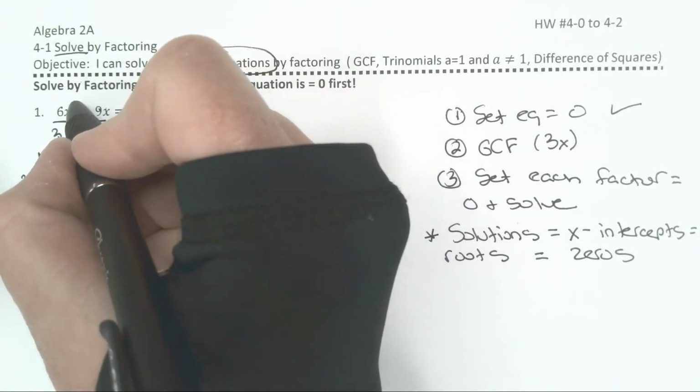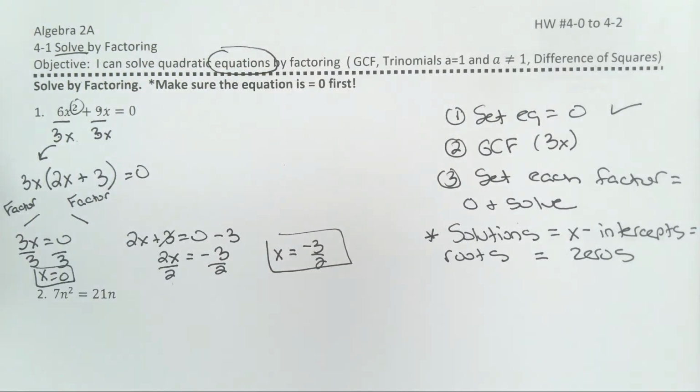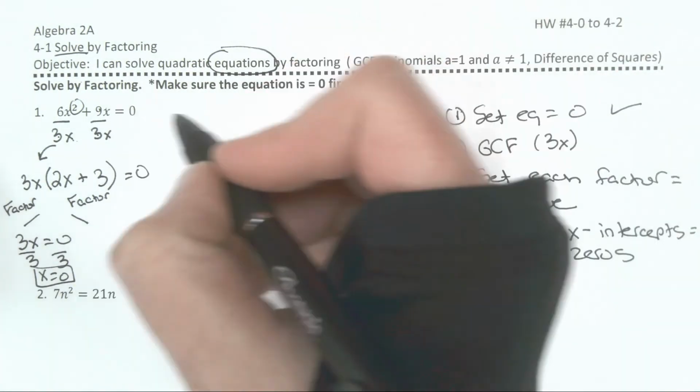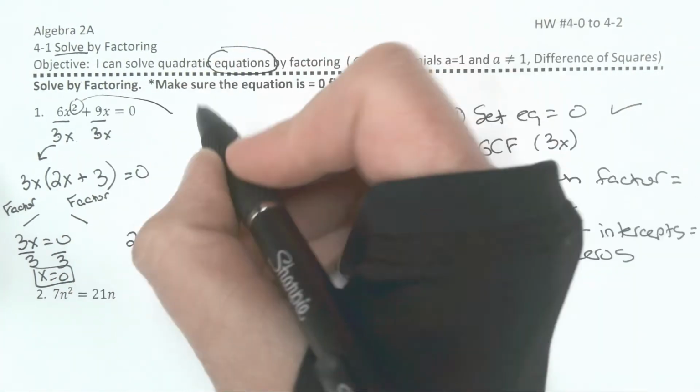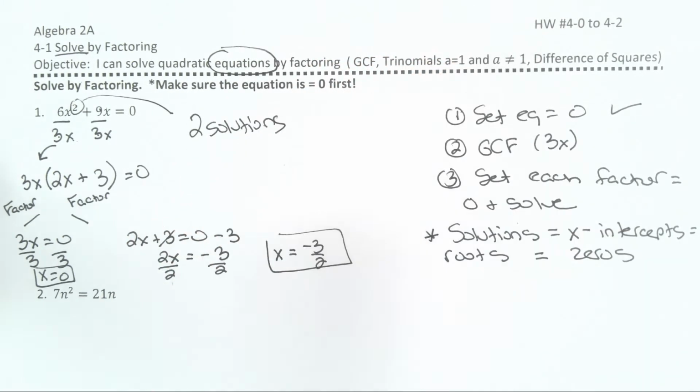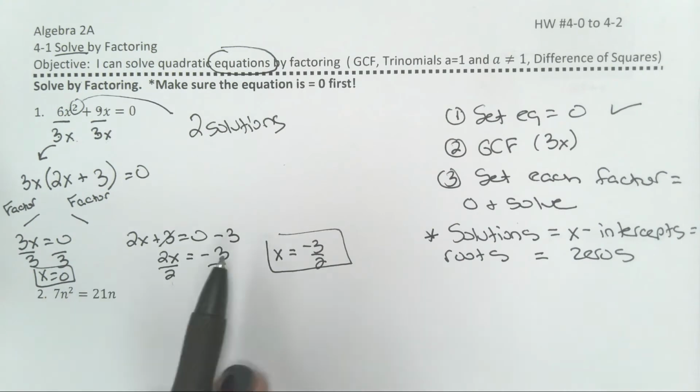Another fun fact, whatever your biggest exponent is, that's how many answers you have. So you have an exponent of 2. That means that you will get 2 solutions. So 0 and negative 3 halves are my 2 solutions.